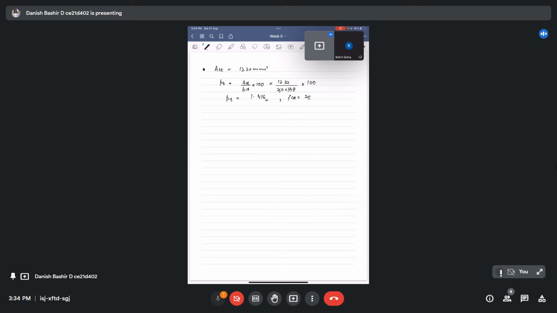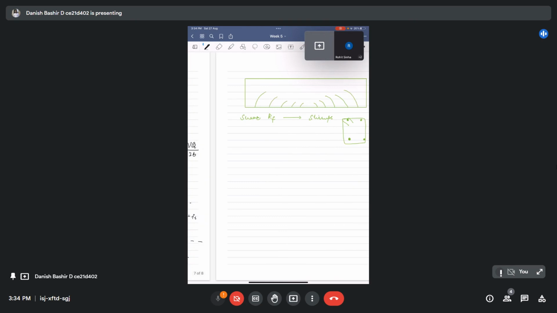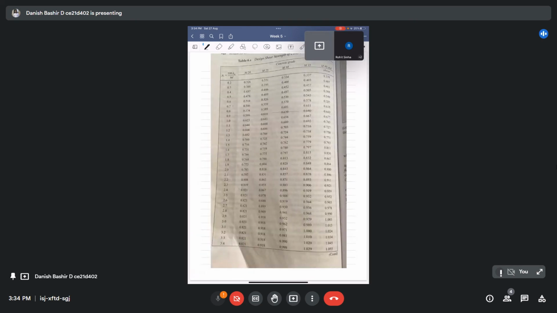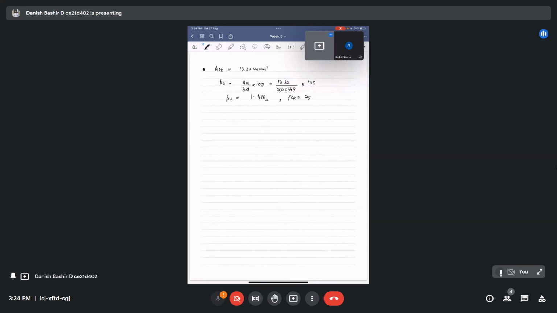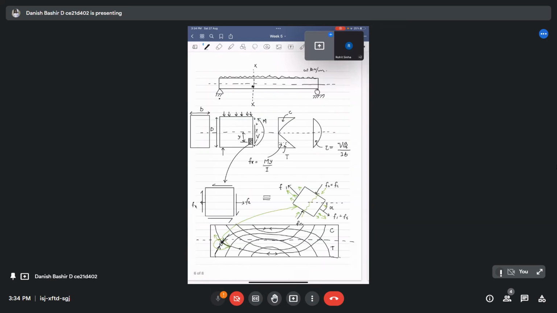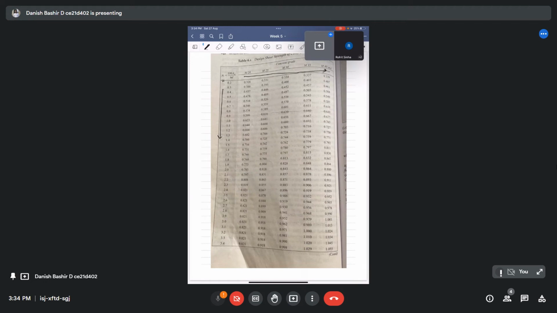Corresponding to this percentage and corresponding to fck equal to 25, we have to look into the code and find the shear strength of the concrete. In the code there is a table given like this. The pt values are given along this column, and it is given for the different concrete grades. So what value were we getting? We are getting 1.416. So where is our value lying? It is lying here.